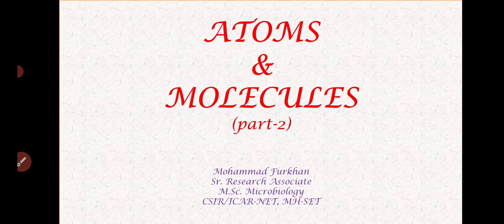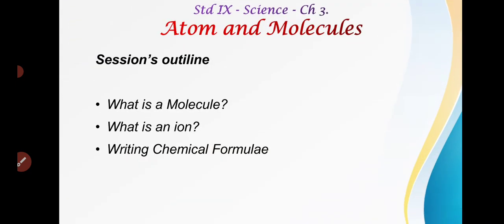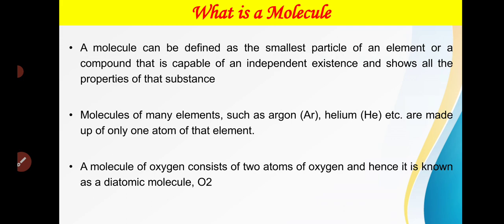Myself Mohammad Furkhan and today we are going to quickly revise atoms and molecules. This is part 2 of this chapter. This is chapter 3 of the 9th standard science book titled Atoms and Molecules. We have seen previously a session in which we discussed atomic theory and the laws of chemical combination, and today we are going to quickly revise molecules, ions and how to write chemical formulae. So without delay, let's start today's session.